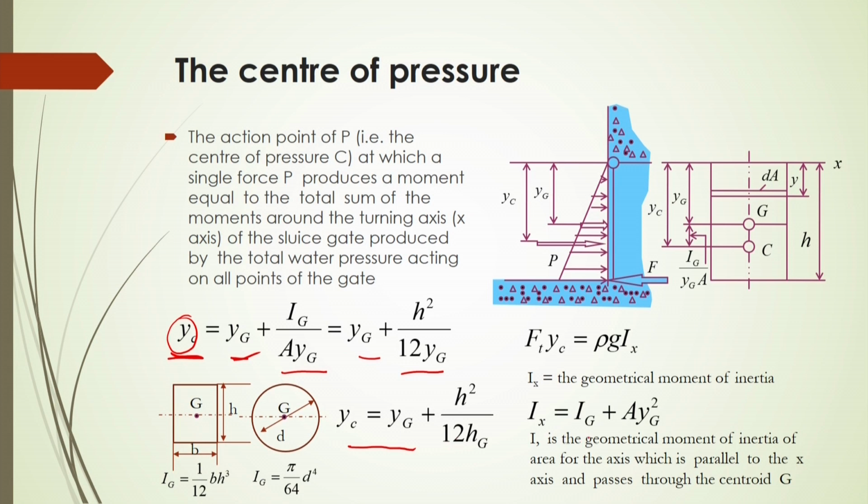In this case Ix will be equal to Ig plus A into yg square, where Ix is the geometrical moment of inertia of the area for the axis which is parallel to the x axis, and Ig is the geometrical moment of inertia of the area for the axis which is parallel to the x axis and passes through the centroid G. So from this force balance you will be able to calculate the center of pressure acting by this fluid on the surface of the gate.